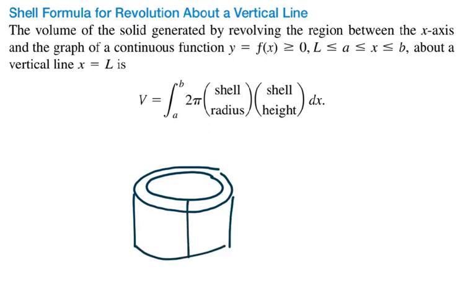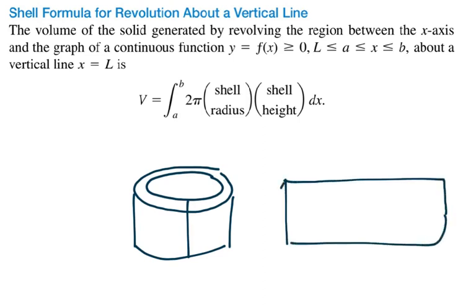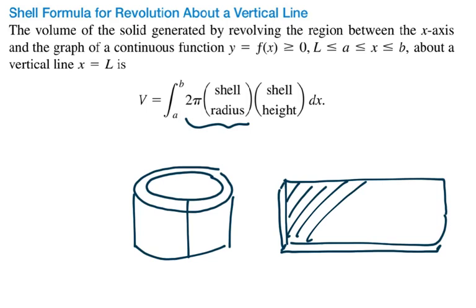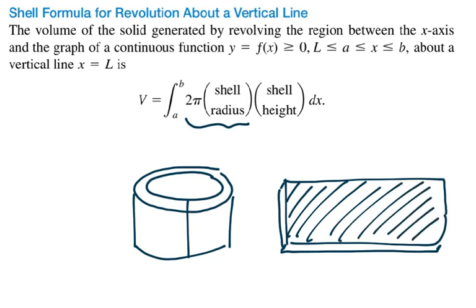And if I slice that right there and lay it out flat, essentially I'm going to have a long three-dimensional rectangle. If we wanted to find the area of that rectangle, the area would be the circumference, 2 pi r, times the height. That's going to give us the area of this cylindrical slab that we've cut out and laid flat.